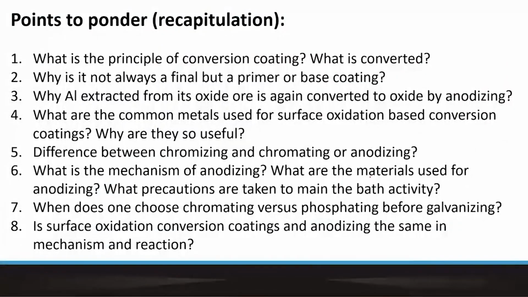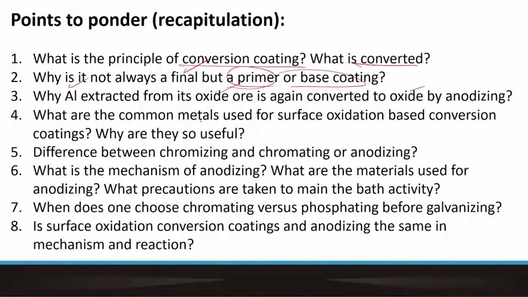So we'll stop here, but before that we have to ask ourselves: what is the principle of conversion coating? What are we converting? Is it always a primer coating or a base coating or a final coating? Both are possible. This is what we were discussing, that we spend so much time and effort to win aluminium from its oxide ore. Then again, why do we convert the surface? But we are converting only the surface up to a thin layer so that the base component made out of aluminium is protected.